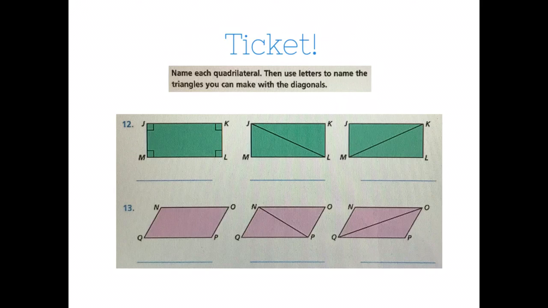All right, fourth graders, on your ticket today, I'd like you to do the same thing that I just showed you on the previous slide. First, you'll name each quadrilateral, so tell me what these quadrilaterals are, and then use letters to name the triangles you can make with the diagonals. So they've created diagonals for you, and I'd like you to name the two triangles that it creates inside of that quadrilateral. So you have two examples here to complete for me today.